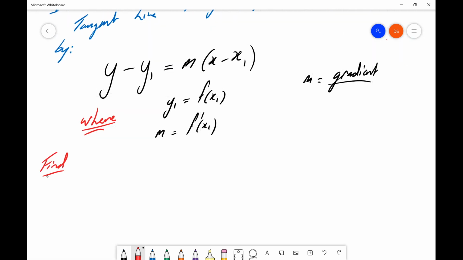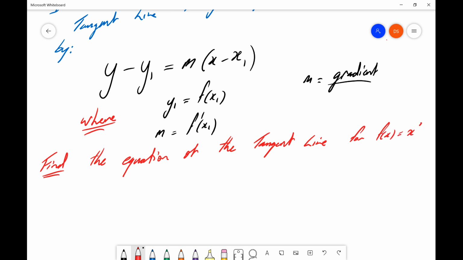Find the equation of the tangent line for f of x equals x squared when x is equal to 3. Okay?